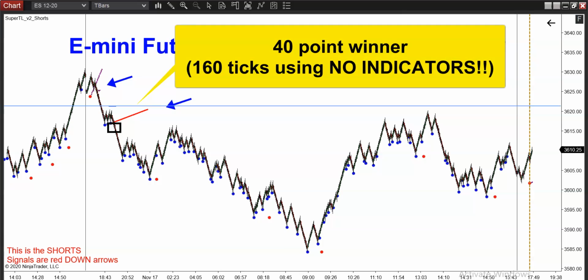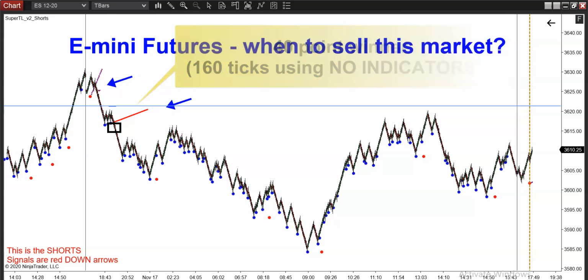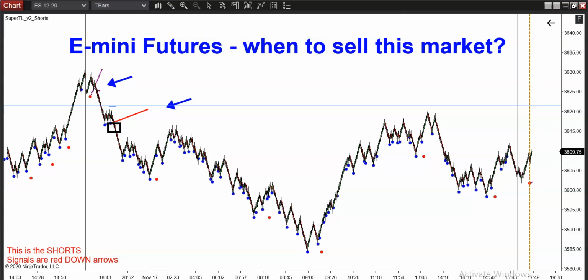So anyway, I wanted to highlight for you guys what I'm looking at in the markets on a daily basis.